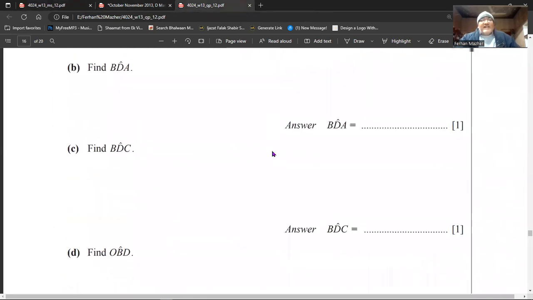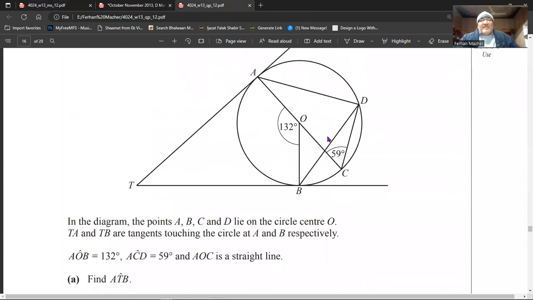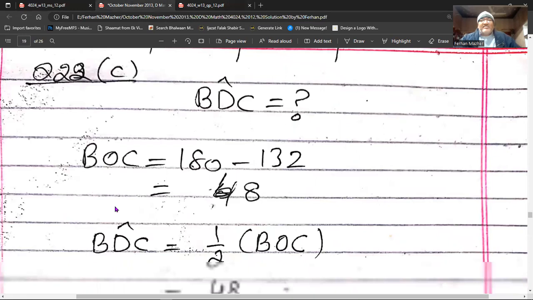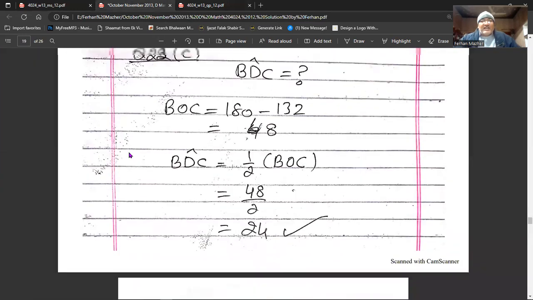Then their question is to find the angle BDC. They want me to find out this angle. Okay, this angle very easily. First of all, you should look at B and C carefully. They come to the center, and this is that angle. That angle will be 180 minus 132. And you find this angle, its half will be here. BC at the center, BC at the circumference. The angle at the center will be 2 times the angle at the circumference. Very simple strategy. So let me show you the C part.